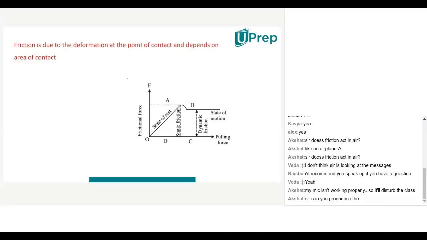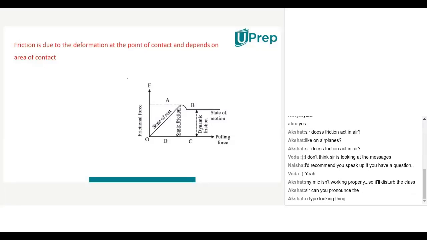Kinetic. Next, Arya. Tell me, Arya, whether kinetic friction is more or less, or static friction is less. Sir, kinetic is less. Okay.